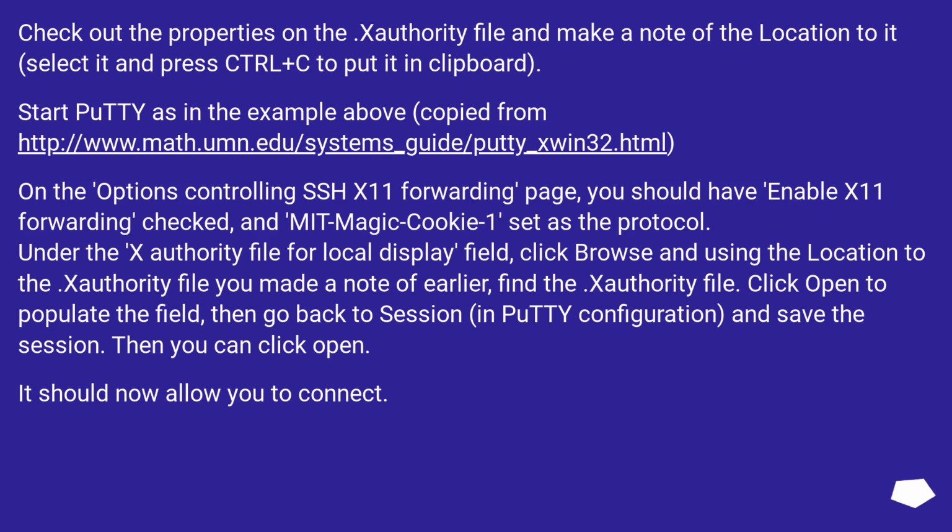Under the X authority file for local display field, click Browse and using the location to the Xauthority file you made a note of earlier, find the Xauthority file. Click Open to populate the field, then go back to Session in PuTTY configuration, and save the session. Then you can click Open. It should now allow you to connect.